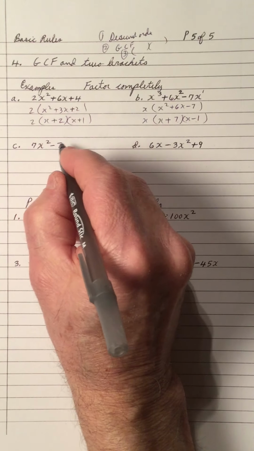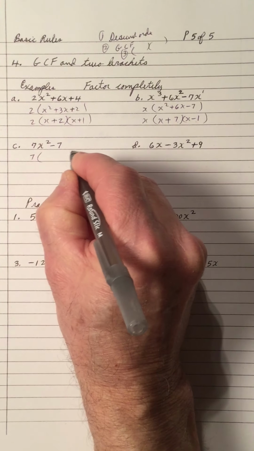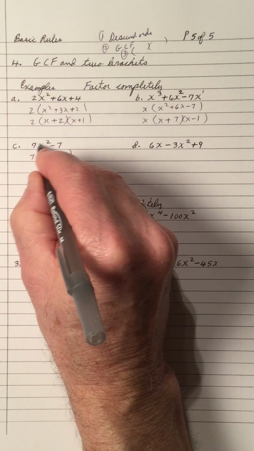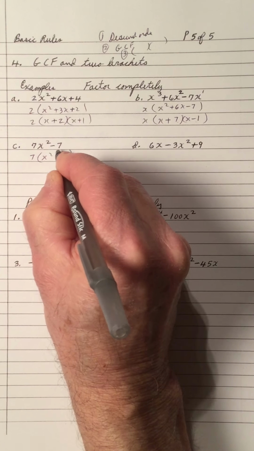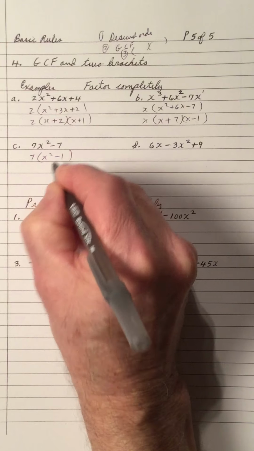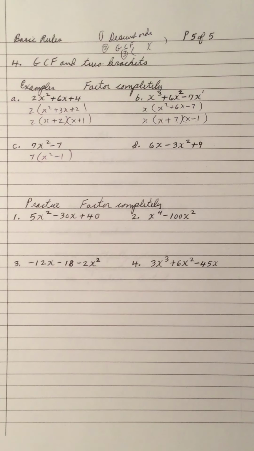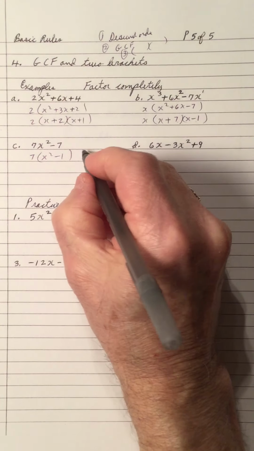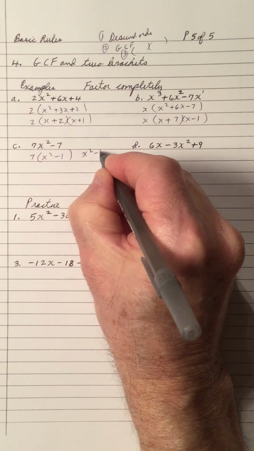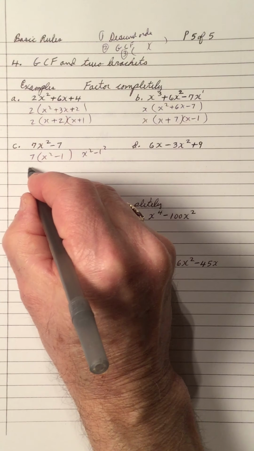And C, we have a 7 as a GCF, no variable. 7x squared divided by 7 is x squared. Negative 7 divided by 7 is negative 1. And I have x squared minus 1. And again, that's an x squared minus 1 squared. That's the difference of 2 squares.